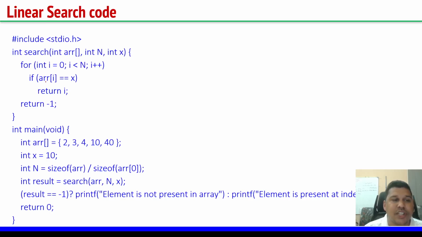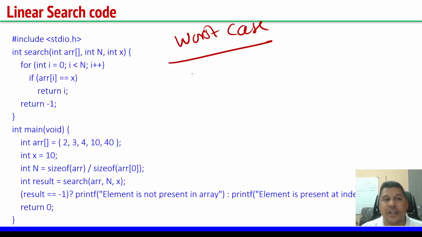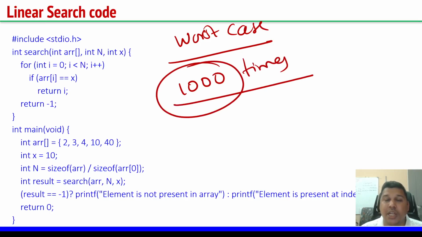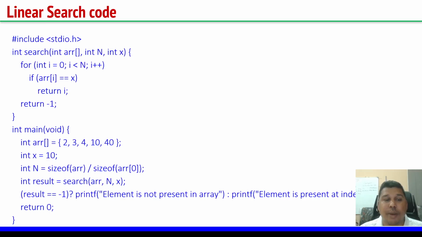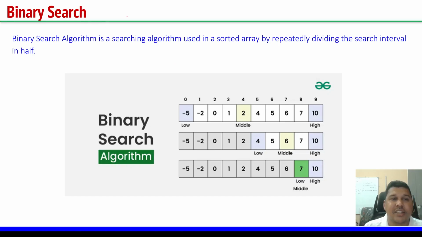The drawback with this linear search is the worst case. When we know the element is at the end, we are still repeating it for 1000 times, and at the 1000th time we are able to find that element. So to avoid this drawback of linear search, there is one more solution, that is binary search. So the next technique is binary search.